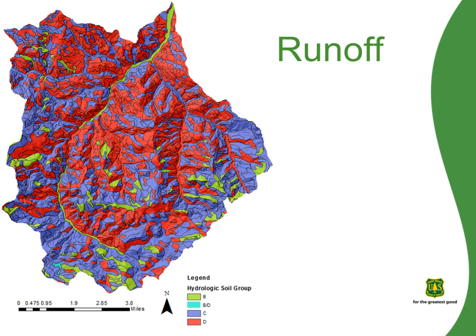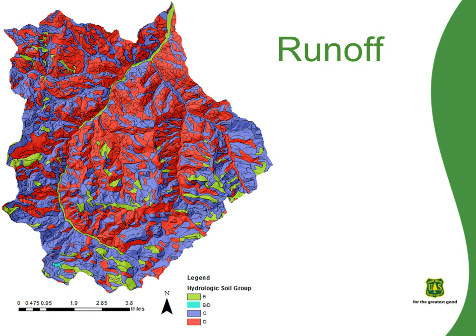Here in the Camp Lick project area, we have valley bottoms and some select other areas in green as part of that B group. Group C are the blue areas that are heavily observed in this map. Soils having a slow infiltration rate when thoroughly wet. These consist chiefly of soils having a layer that impedes the downward movement of water, or soils of moderately fine textured soil. These soils have a slow rate of water transmission.